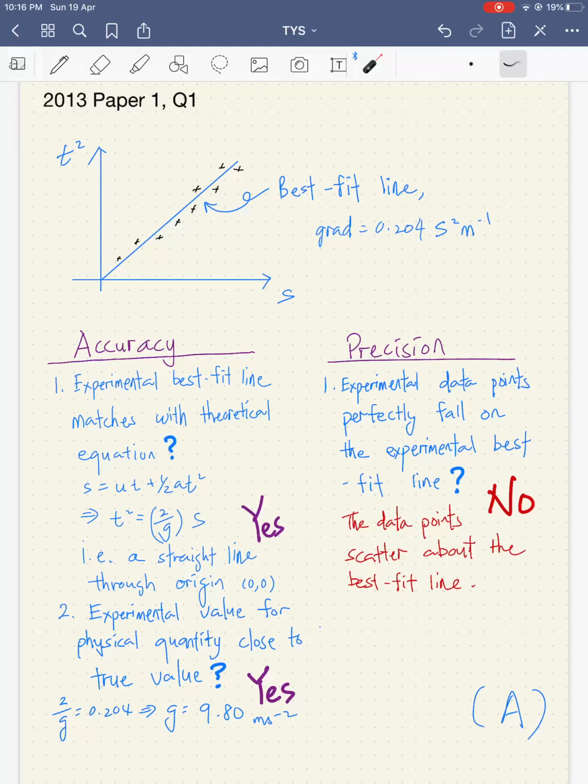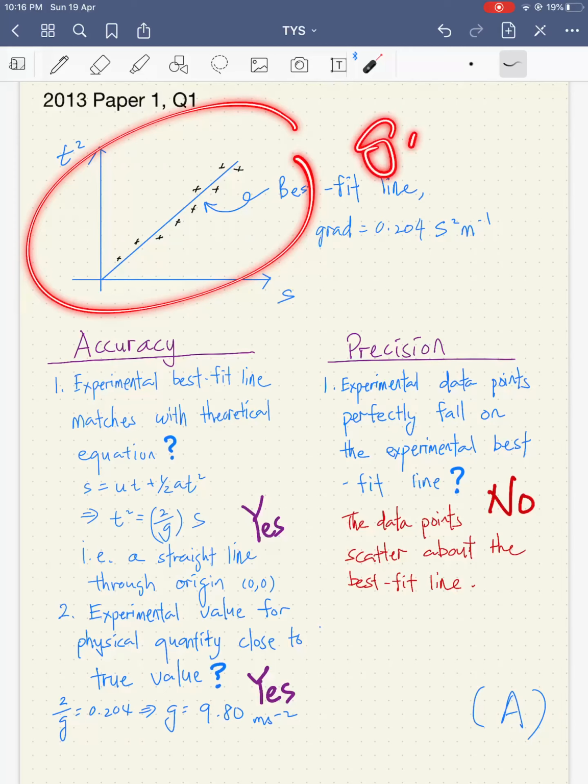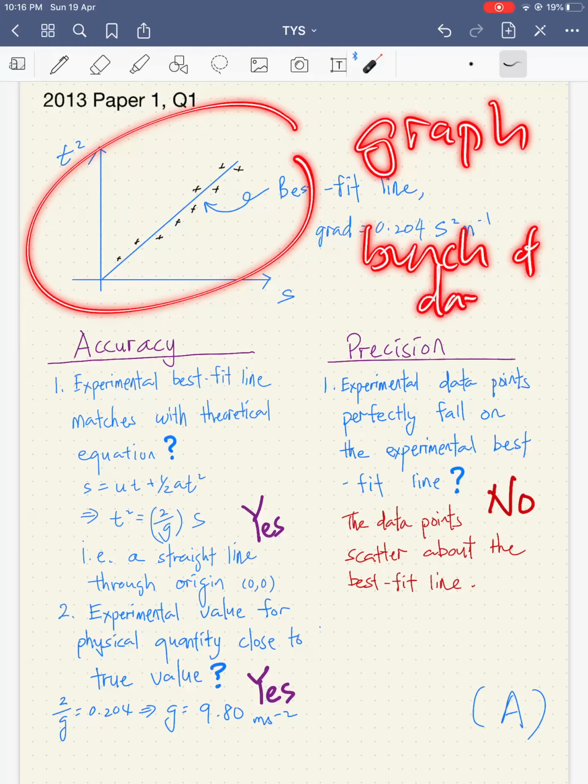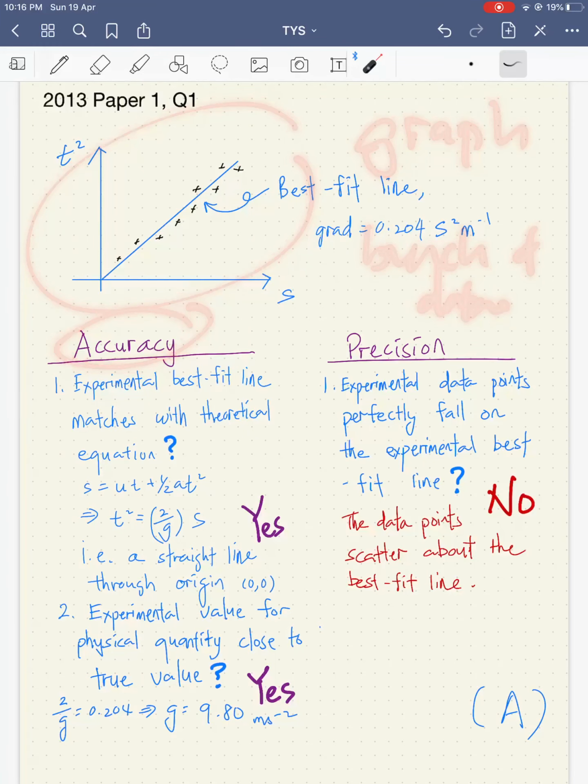Now the question asks you to comment on whether his experiment is accurate and whether it is precise. Whenever you are dealing with a bunch of data and you have a graph, the criteria for accuracy are the following two. First of all, you ask whether the experimental best fit line, in this case this line, matches the theoretical equation.